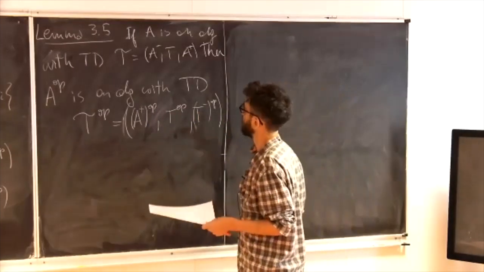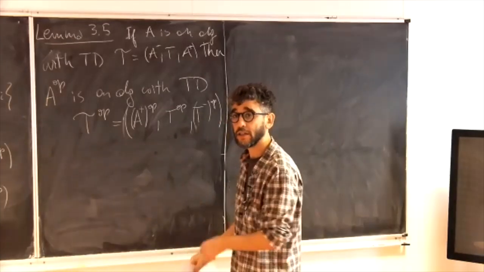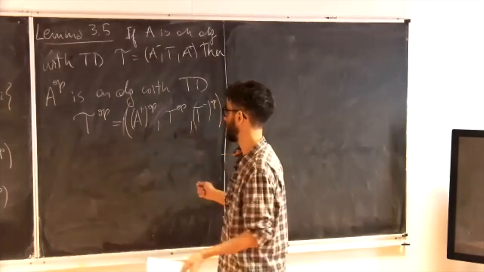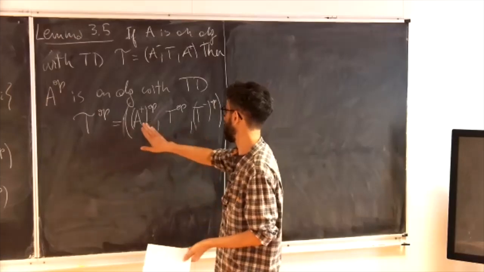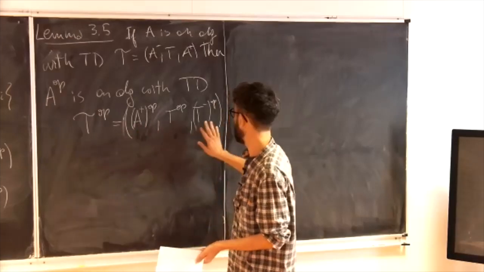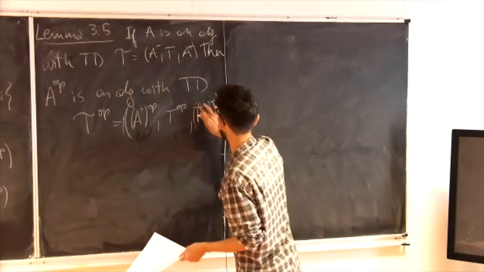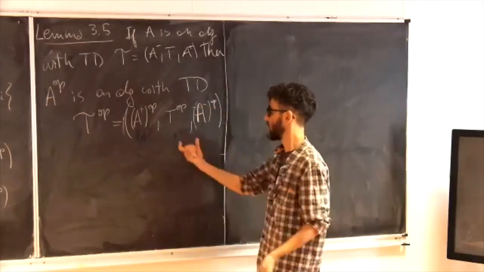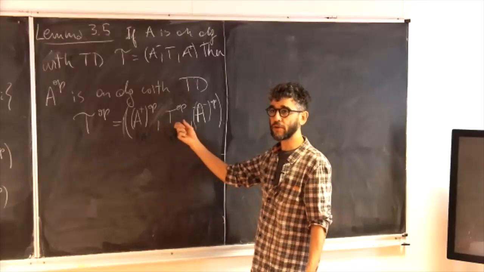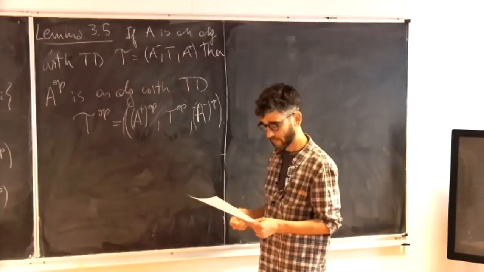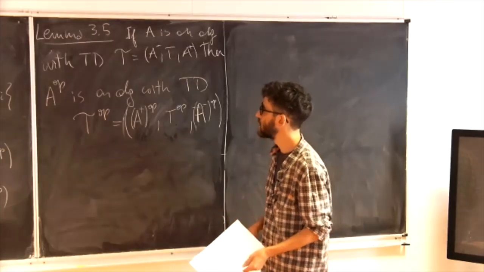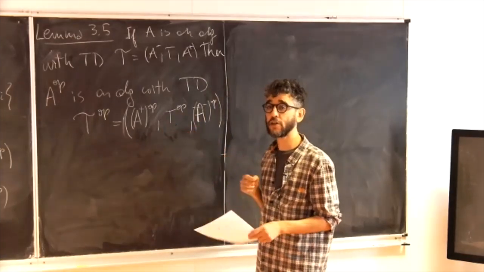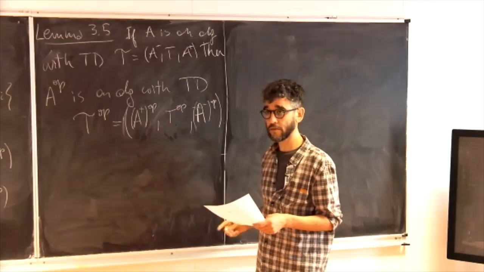So the opposite algebra is an algebra with triangular decomposition, where we have to interchange the roles: the positive part will be the negative part, and the negative part will be the positive part. This is because of how we defined the opposite algebra. In the middle, we still have T, but with the opposite multiplication. And we will use this algebra and this triangular decomposition in order to define the proper co-standard modules.